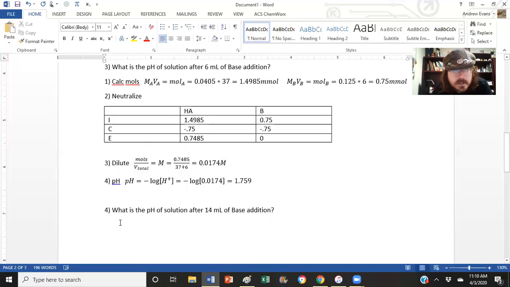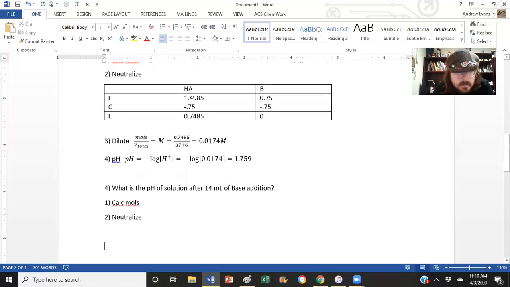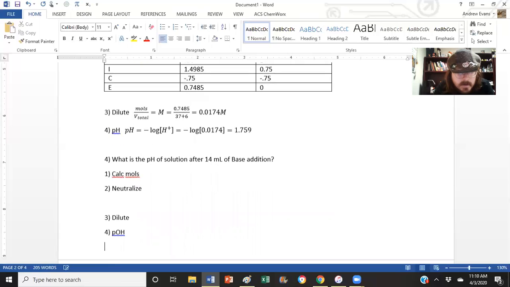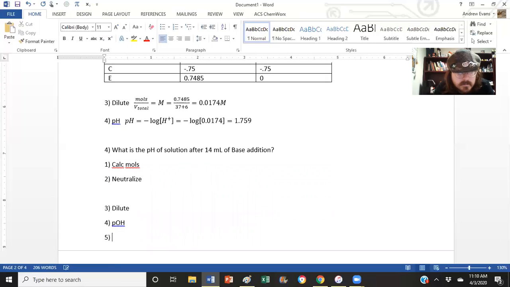Now the last part of this. What is the pH after 14 mils of base addition? So please note, we're going to do the same general things. Calculate moles. We're going to neutralize. We're going to dilute. Here's where it changed: calculate pOH, and then finally turn to pH. So let's do this.